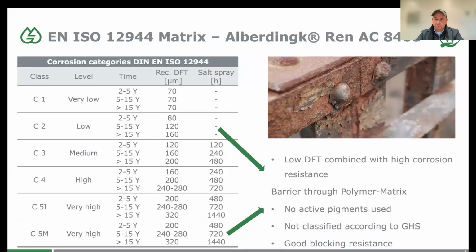We avoid active pigments. We try to have non-classified or less classified raw materials according to GHS, and still have also a good blocking resistance of this coating. So it sounds like the holy grail, but you will see that it's actually more real than you probably think of.